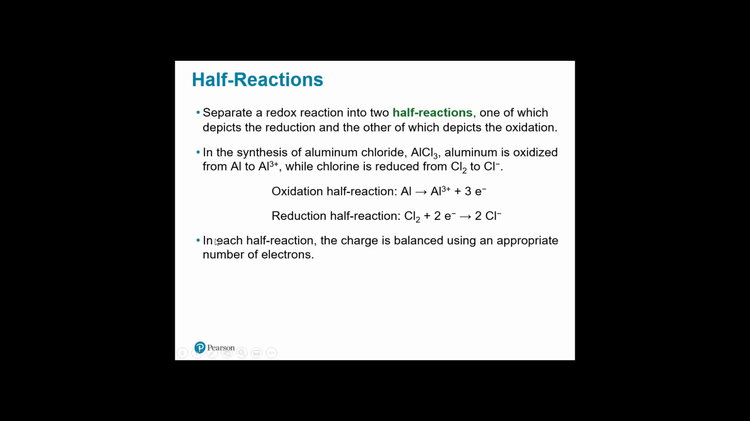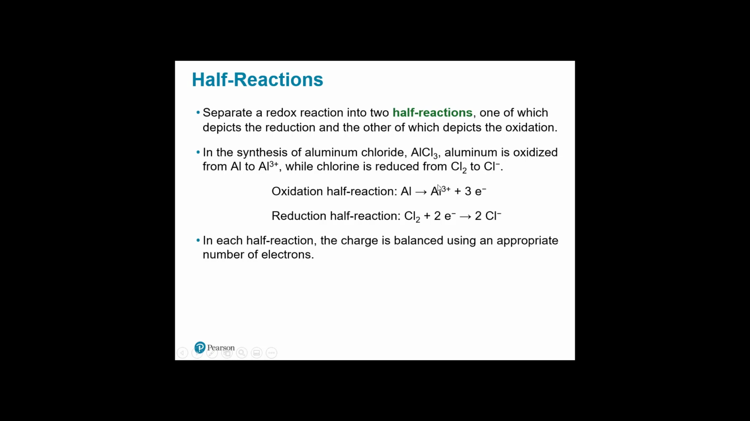So if you're given a nice fancy sentence like this: in the synthesis of aluminum chloride, aluminum is oxidized from aluminum to aluminum with a 3 charge, or 3+, and chlorine is reduced from Cl2 to Cl-. So it's telling you which is reduced and which one is oxidized. So that's actually nice. So you pull this out, and this gives you this information here.